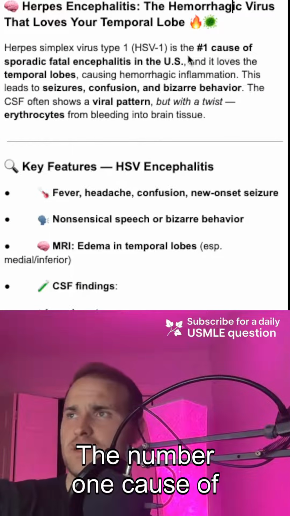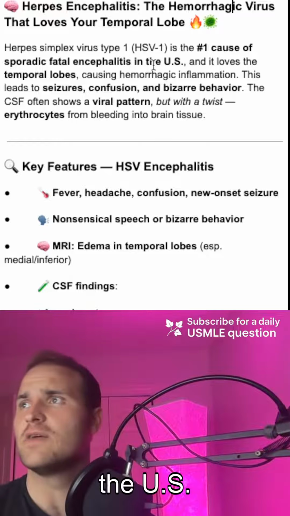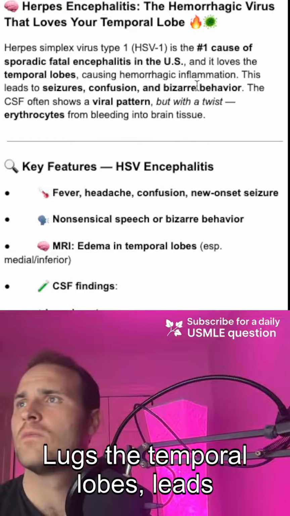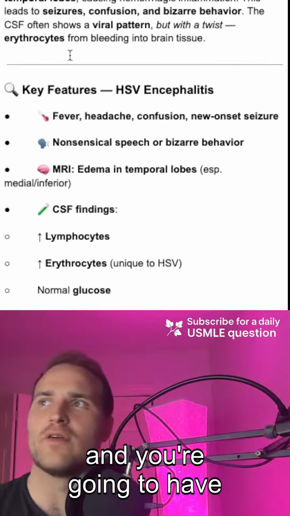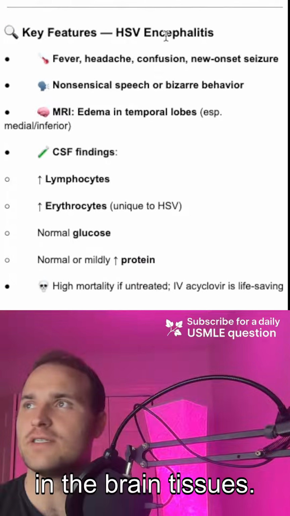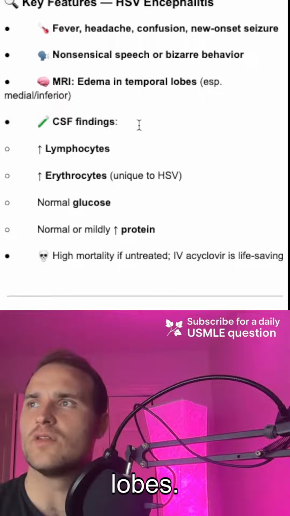The number one cause of sporadic fatal encephalitis in the US, Herpes Simplex Virus 1, loves the temporal lobes, leads to seizure, confusion, and bizarre behavior, and you're going to have erythrocytes from the bleeding in the brain tissues. On MRI, you could see some edema in the temporal lobes.